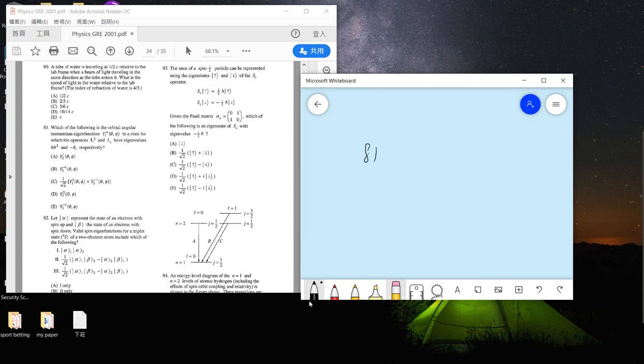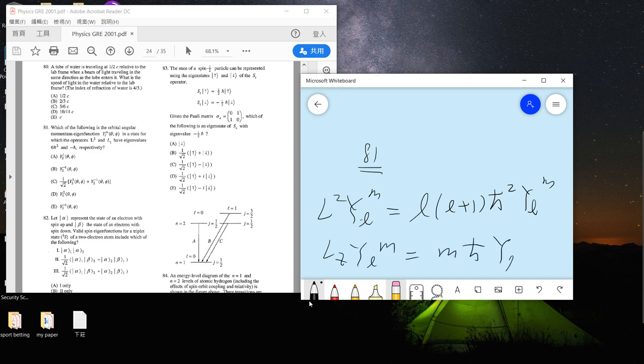Okay, and 81. Let me write down: L squared acting on the spherical harmonics gives l(l+1) h bar squared, and Lz gives m h bar. This tells you that l(l+1) is 6, so l equals 2, and m should be minus 1. The answer is B.